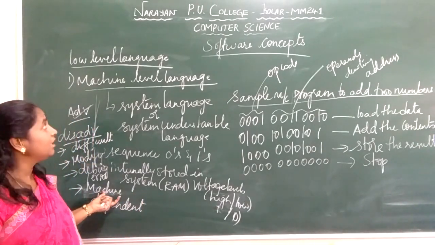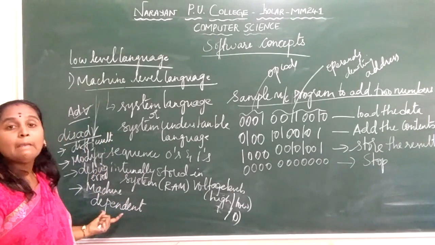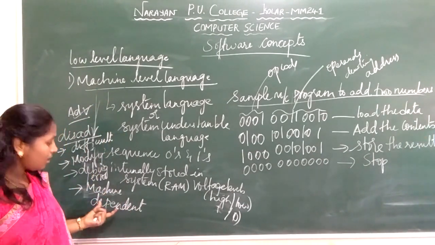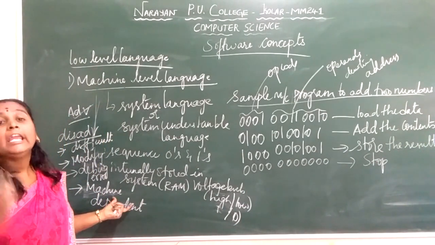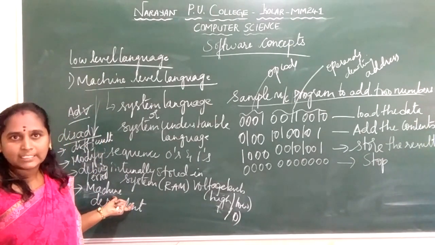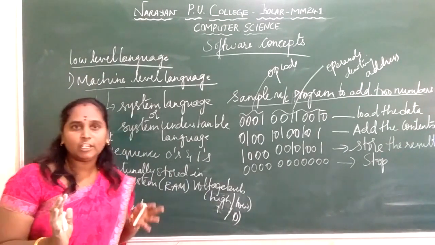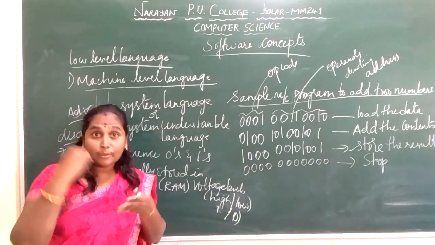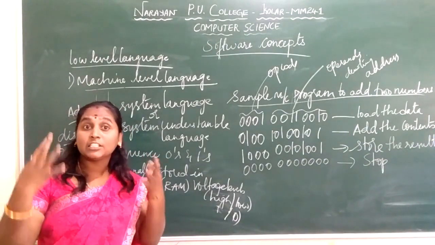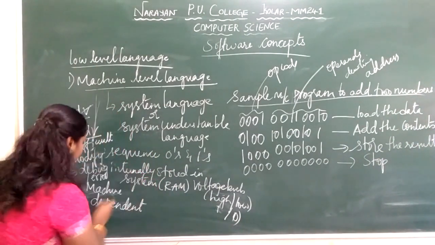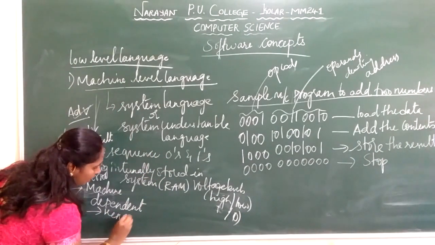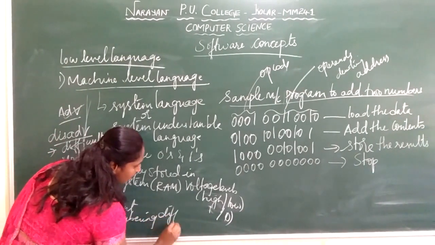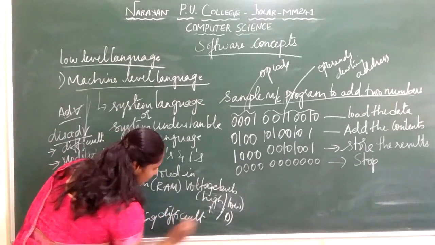Machine level language is machine dependent. Since it is machine dependent, the programmer has to know the internal architecture of the system, and finds it very difficult to understand. Remembering the large sequences of zeros and ones is also very difficult for the programmer.